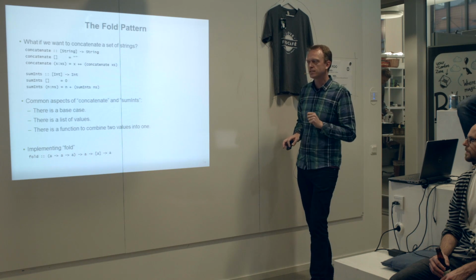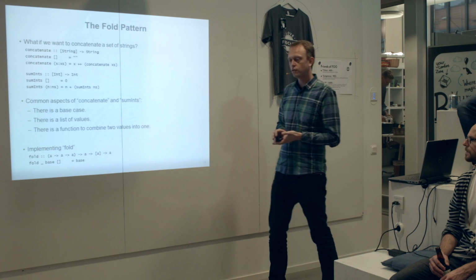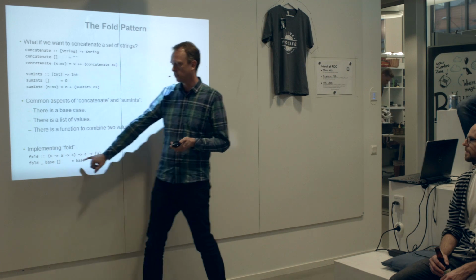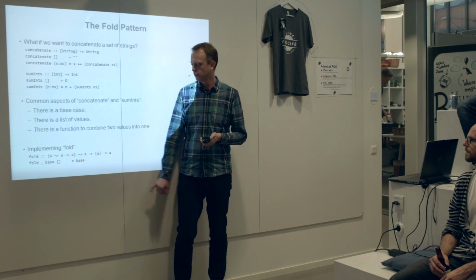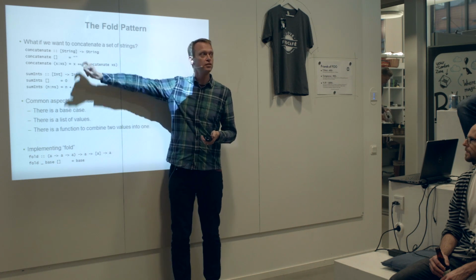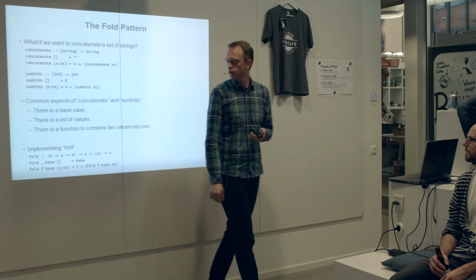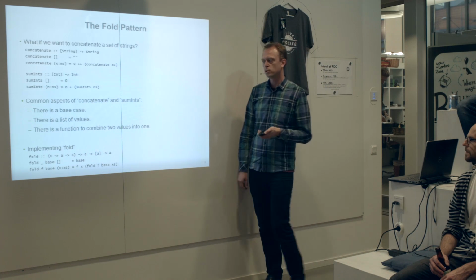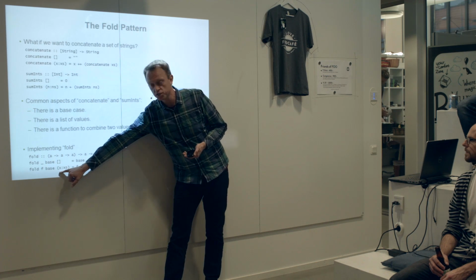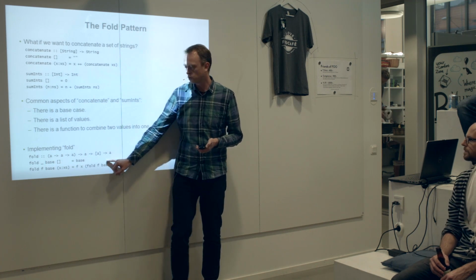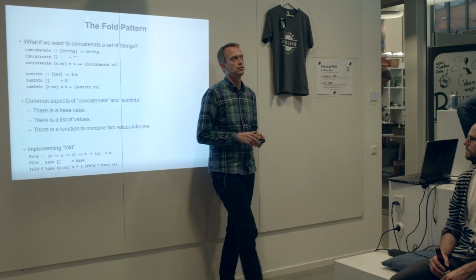And when we implement this, it will look something like this. So for the base case, we have the empty list. We don't care about the function in this case. We just return the base case. That will translate to this. And for the recursive case, we will just take this function that we get and apply that to the first element of the list and what we get when we fold the rest of the list.